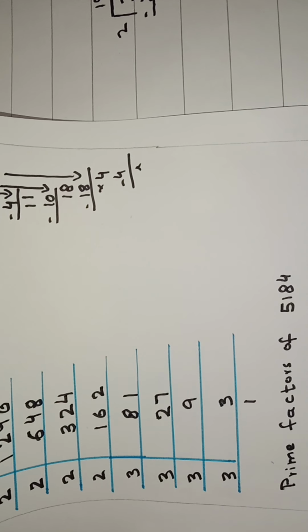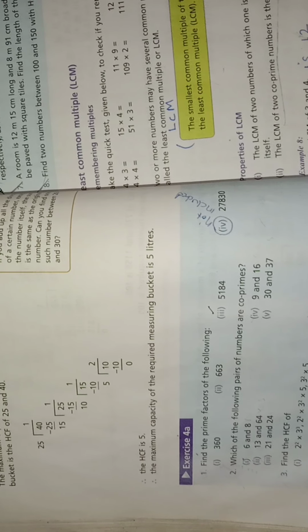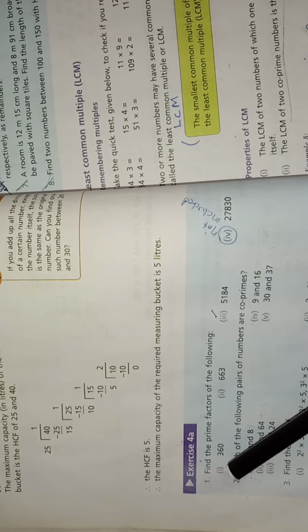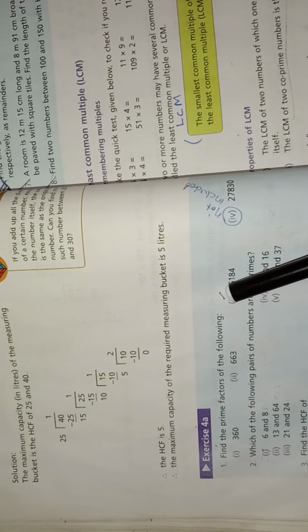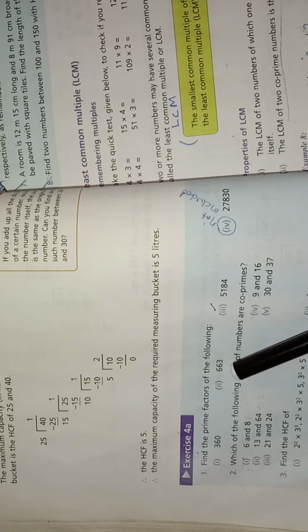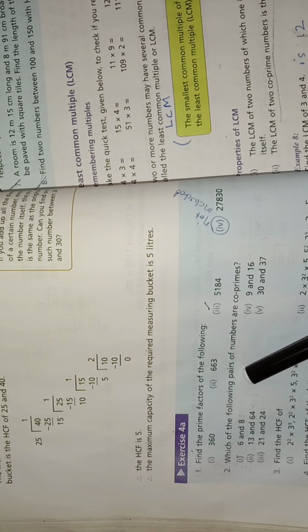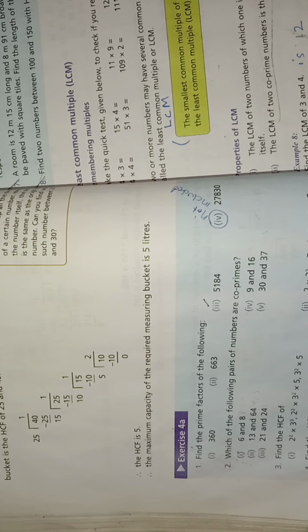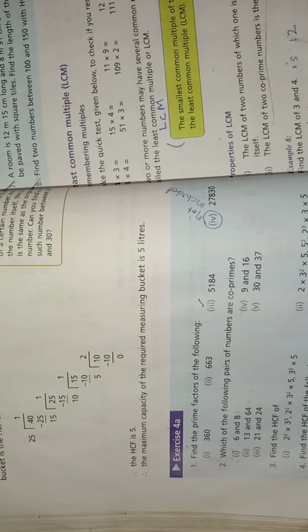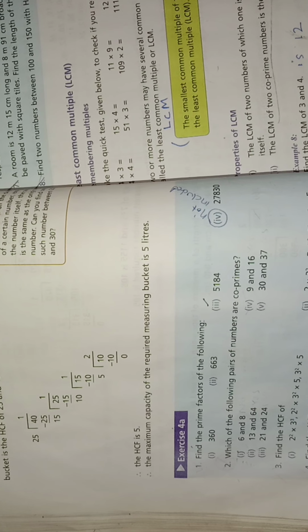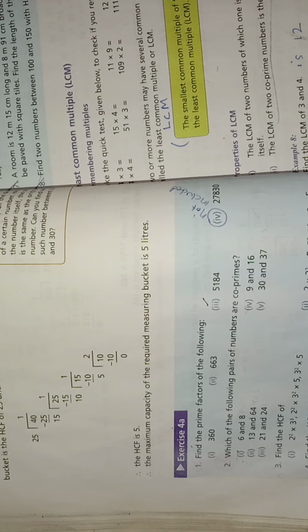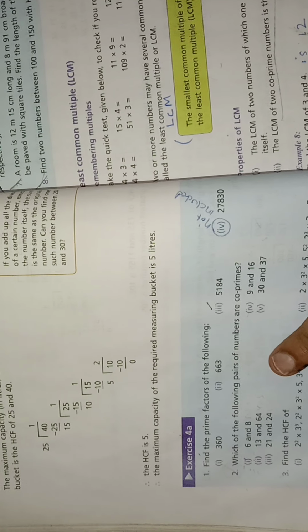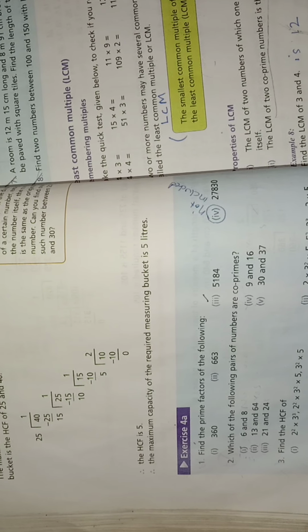Let me explain you the homework. You will do question number 1, parts 1, 2 and 3 in your notebook, and then you will do question number 2, find the pair of co-prime numbers. Co-prime numbers are those which have only one as a common factor. So you will do question number 2 by yourself.